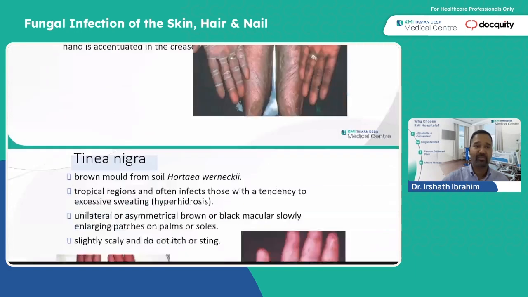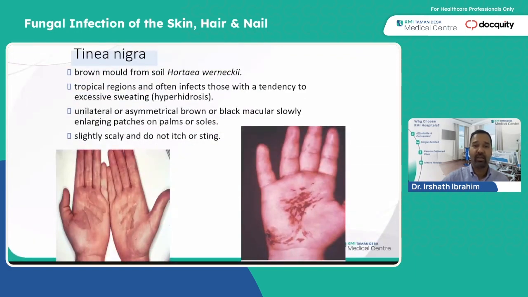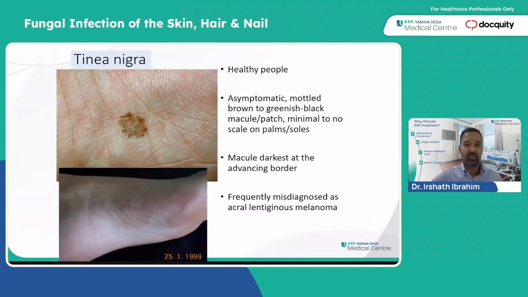Tinea nigra is due to a mold, Hortaea werneckii. It's quite common in tropical regions and quite common in patients with hyperhidrosis. It's usually unilateral, asymmetrical. It's slightly scaly, but it's not itchy or stinging. These are other pictures of tinea nigra. It is usually asymptomatic, presents like a macule with advancing borders.